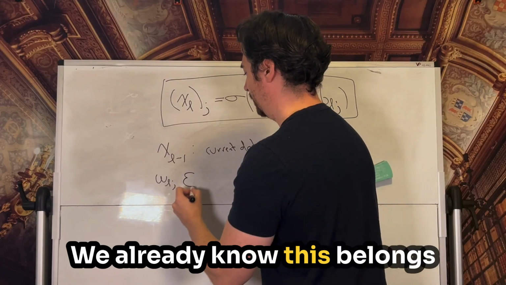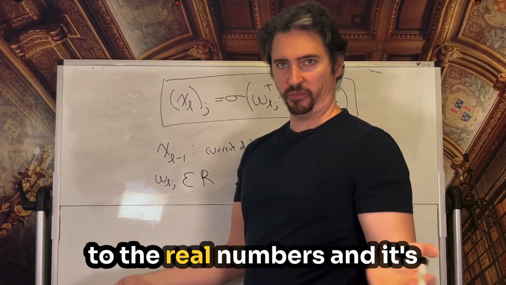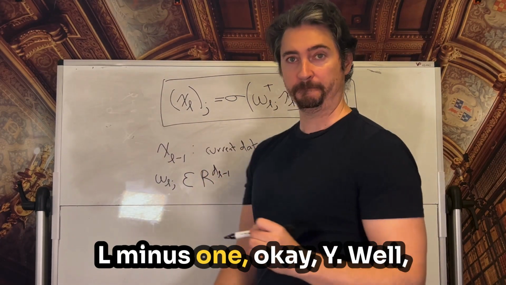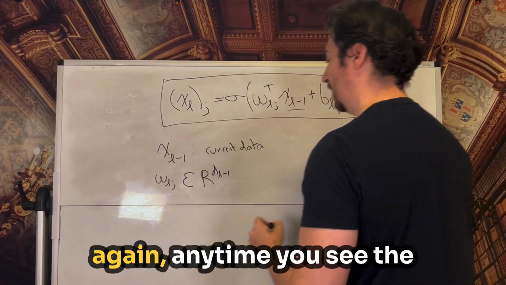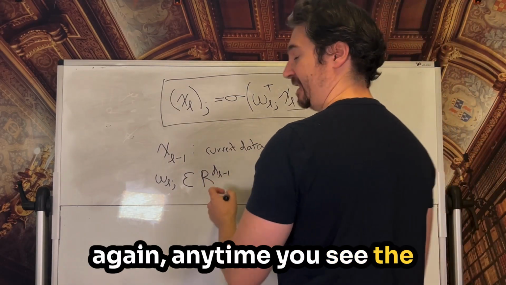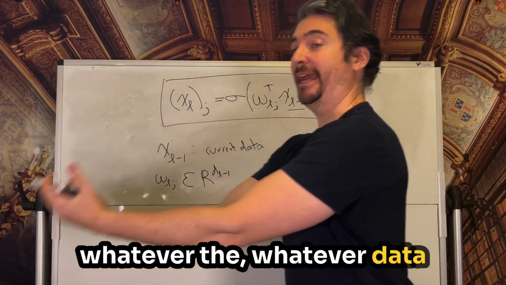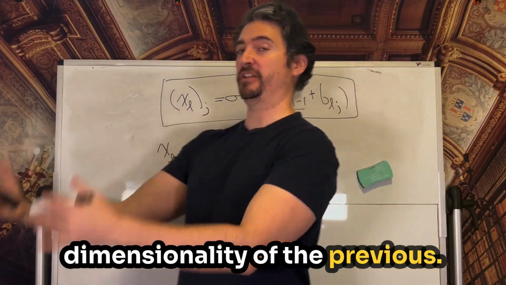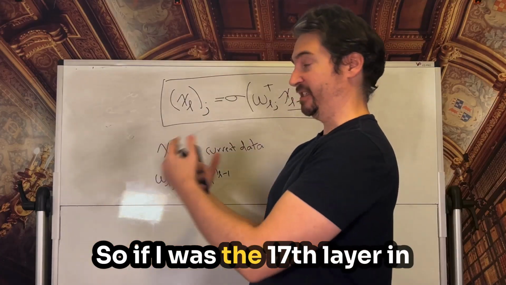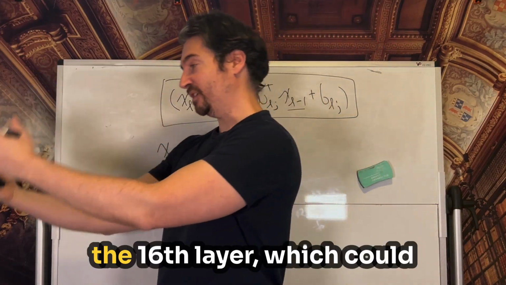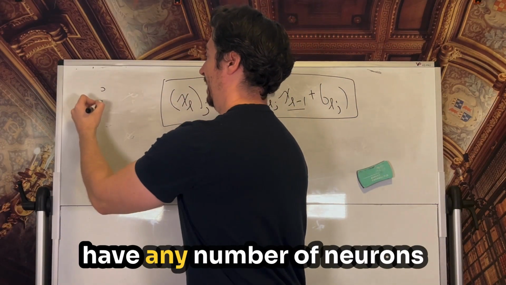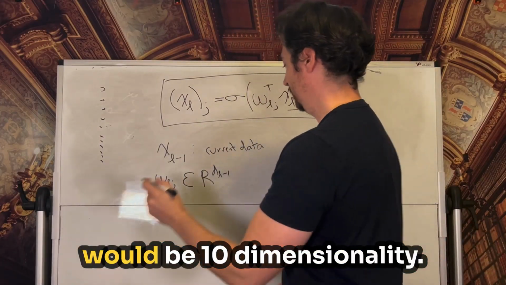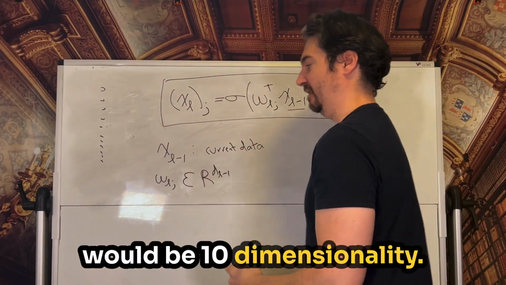Okay, we already know this belongs to the real numbers, and it's got some dimensionality, L minus 1. Why? Well, every time you see the L minus 1, it's just whatever data I received at this layer. So it's going to have the dimensionality of the previous layer. If I was the 17th layer in, the 16th layer could have any number of neurons. If it had 10 neurons, this would be 10 dimensionality.